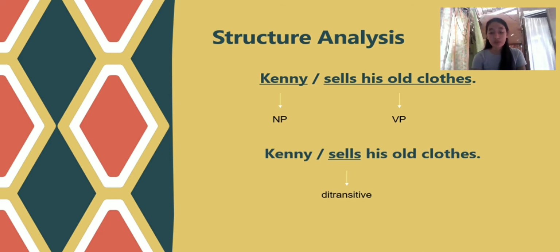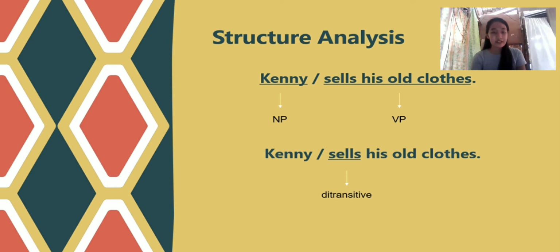Now let's identify what type of verb is used. So sells is a ditransitive verb, which is able to take both a direct and an indirect object. So sells is ditransitive, then his is the indirect object, and old clothes is the direct object.